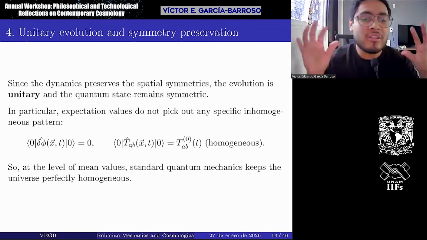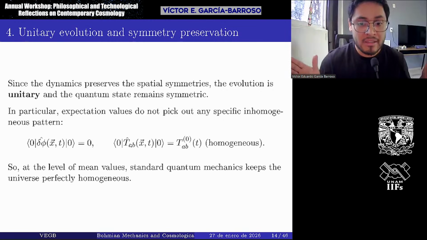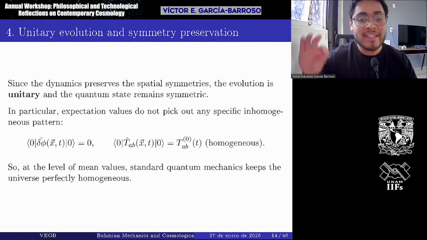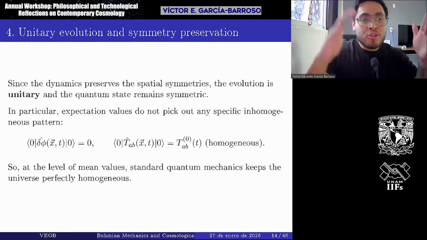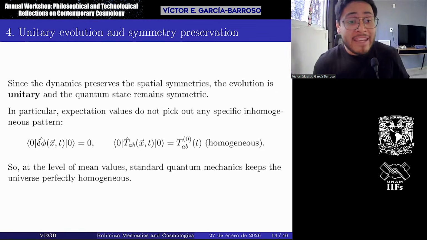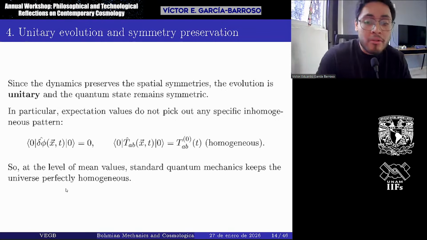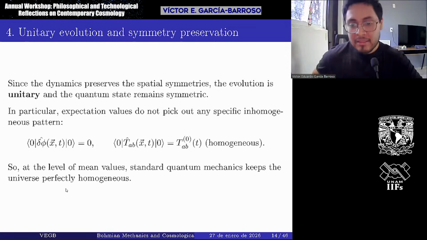Here's the key point. The dynamics of the theory is unitary. This means that it preserves symmetry. If you start with a symmetric state and you evolve it with symmetric equations, it stays symmetric. So if we calculate the expectation values, the averages, they remain 0. And according to the standard map, the universe should still be perfectly homogeneous today.